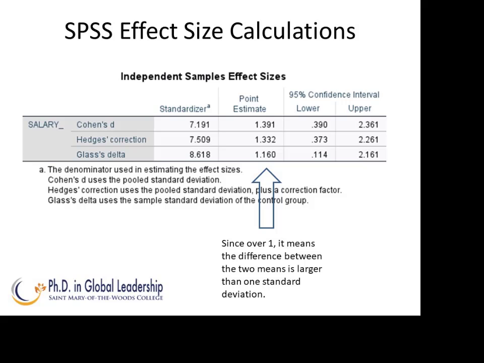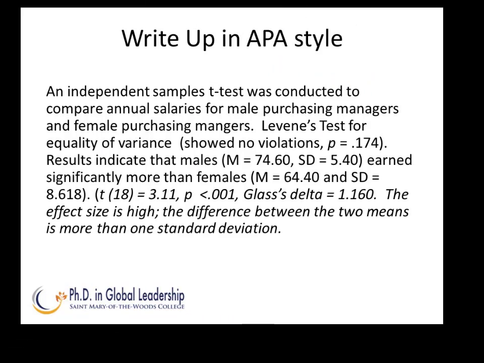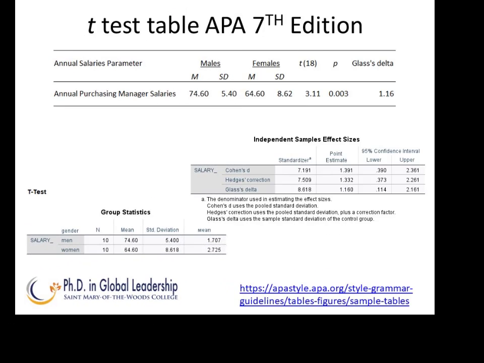Now let's go to the write-up. In this write-up, we're using APA 7th edition as a guide. Notice that we convey the means and standard deviation, the 18 degrees of freedom, the calculated t, and the probability that shows significance. We also share the effect size, including a small explanation. The next slide shows the t-test table according to APA 7th edition, along with the output tables from which the table data was pulled.